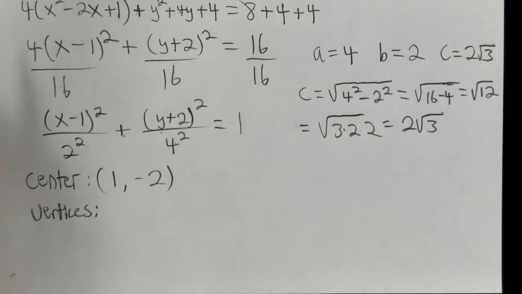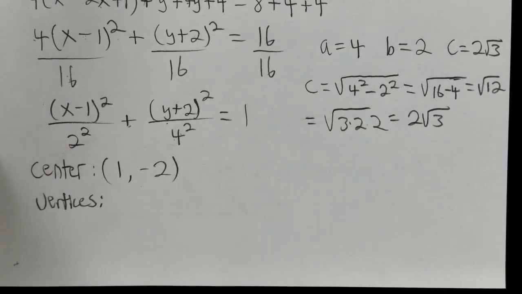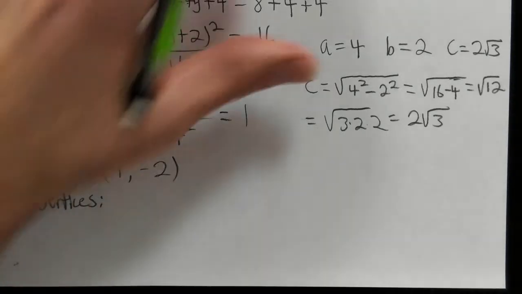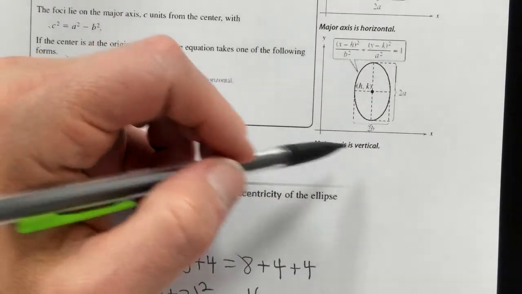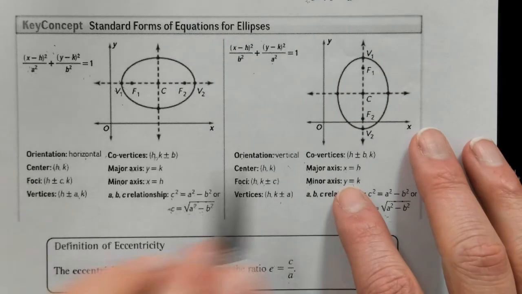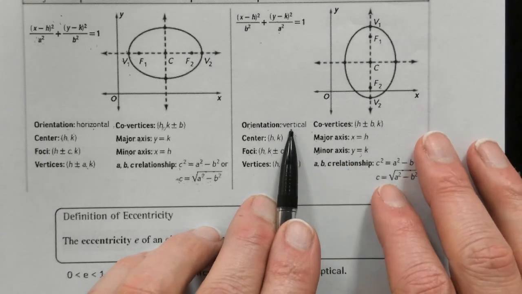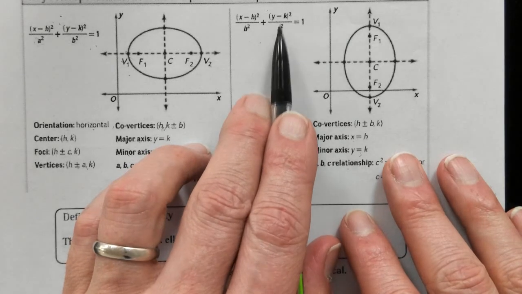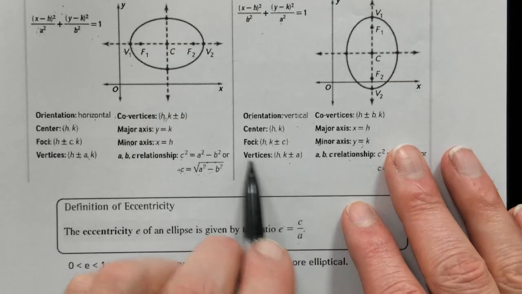Now remember, when we go to calculate the vertices, we have to make sure that we look at the orientation of the ellipse. Since my A, my bigger number, is under Y, this is going to be a vertical ellipse. So when I figure out how to calculate the vertices, I need to make sure I'm looking at the vertices for a vertical ellipse, because the A is the bigger of the two numbers there. All right, so looking for the vertices.